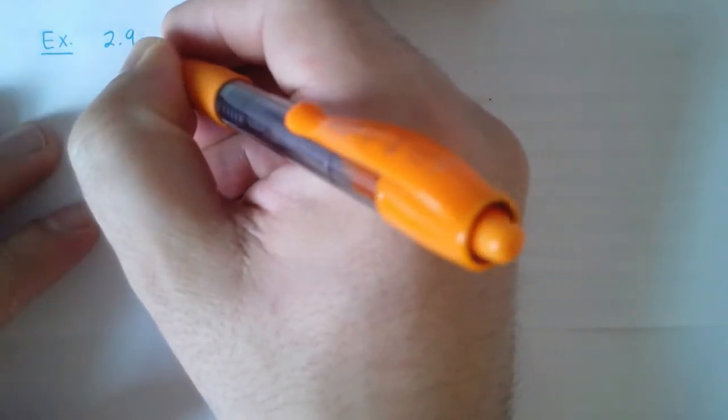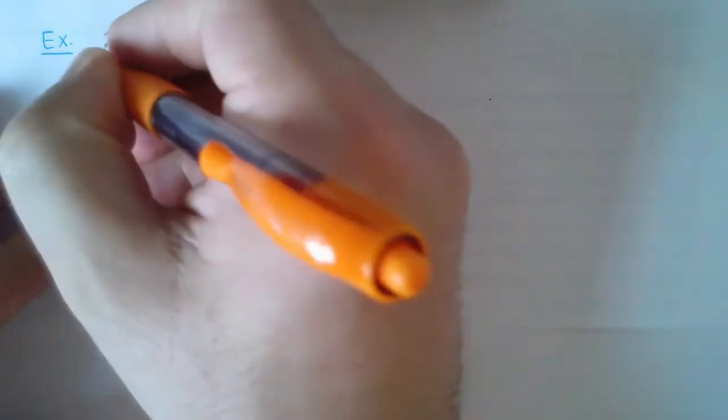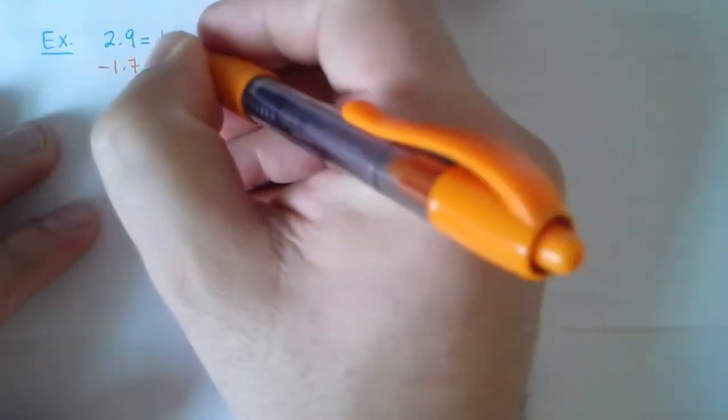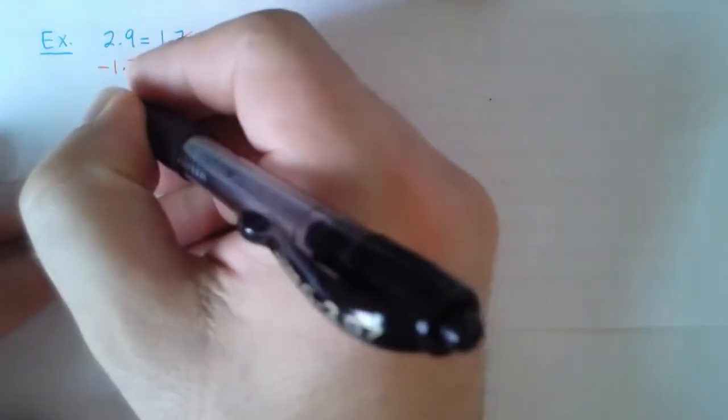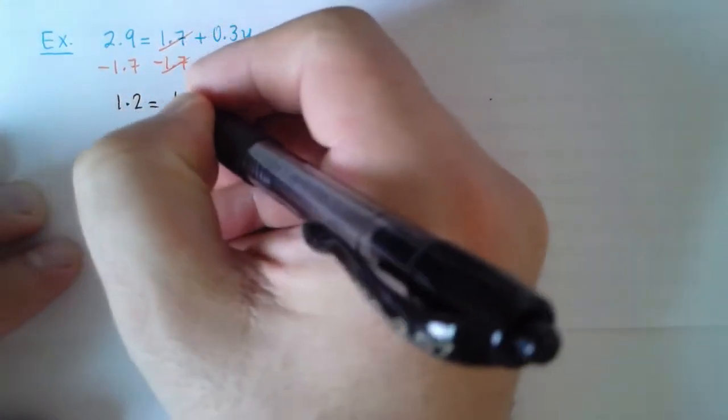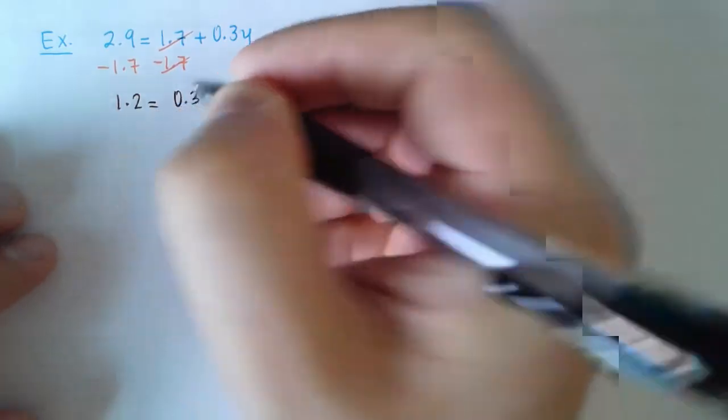So we got another equation. This time it says 2.9 equals 1.7 plus 0.3 times y. Again, the idea is the same. You try to isolate y. So I need to get rid of 1.7. So I subtract 1.7 from both sides. These two will cancel, and I got 1.2 equals 0.3 times y.